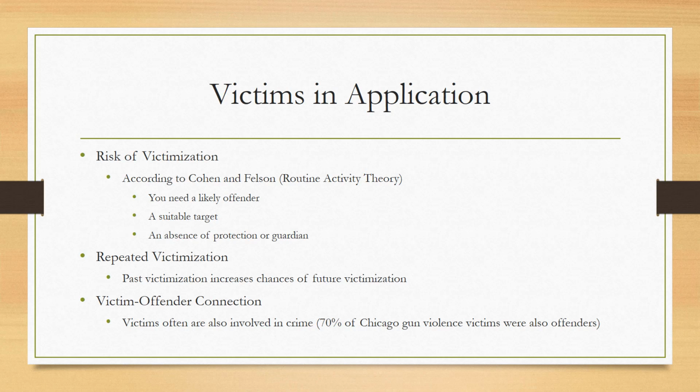Then you need a suitable target. Now, again, this is your victim. That language, I'm not wild about it, but the idea is, let's go back to our car analogy, you've got a car that can be stolen. Then you need the absence of protection or guardian, either the individual who might prohibit the crime or some way, like, is the car locked?